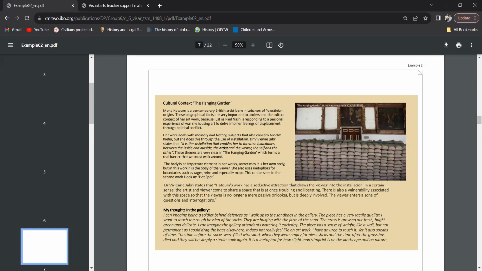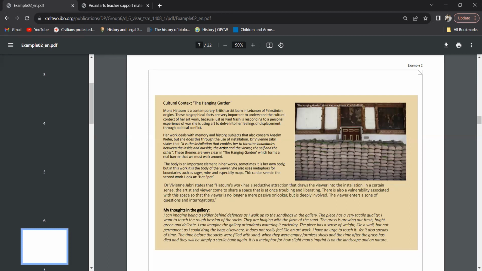Her work deals with memory and history, subjects that also concern Anselm Kiefer, but she does this through the use of installation. So an understanding of how they portray their work, how they create their work. Again, context for the artist here.